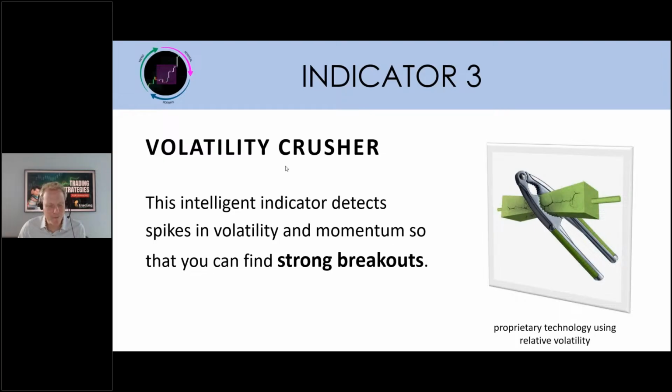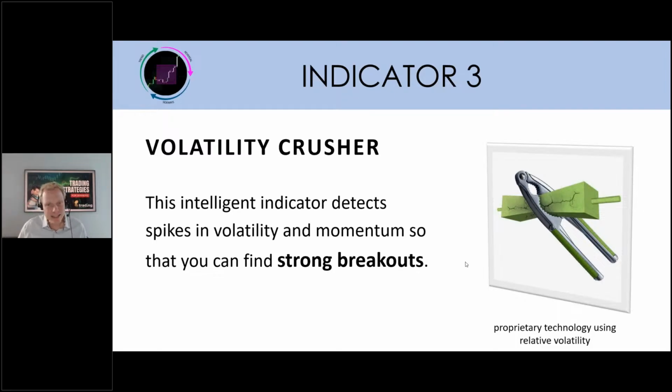And the third one is called volatility crusher, an indicator designed to detect what we call strong breakouts. And a strong breakout is a breakout where price will continue in the direction of the breakout for quite some time afterwards. And you can imagine, as a trader, that this can be quite a big opportunity, because you would simply enter when this breakout occurs in the direction of the breakout and then capitalize on the continuation of that move.